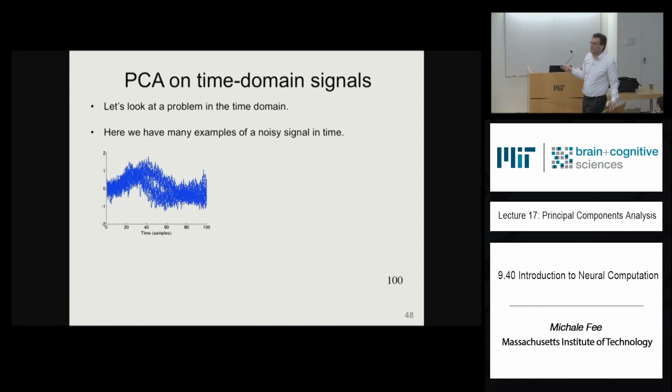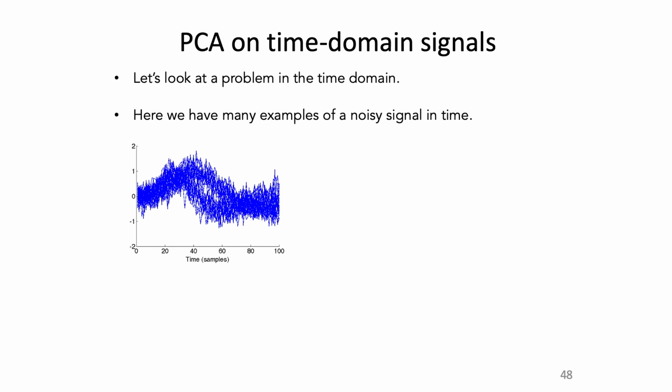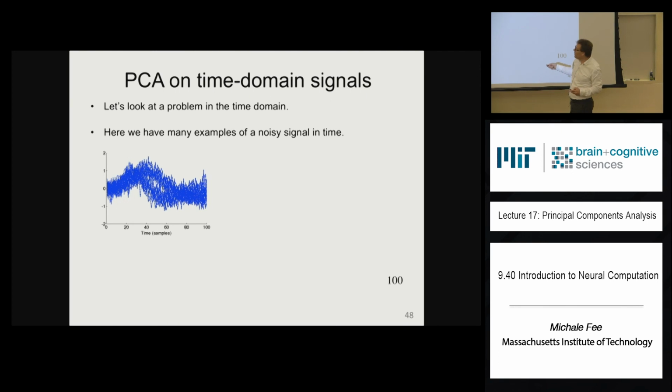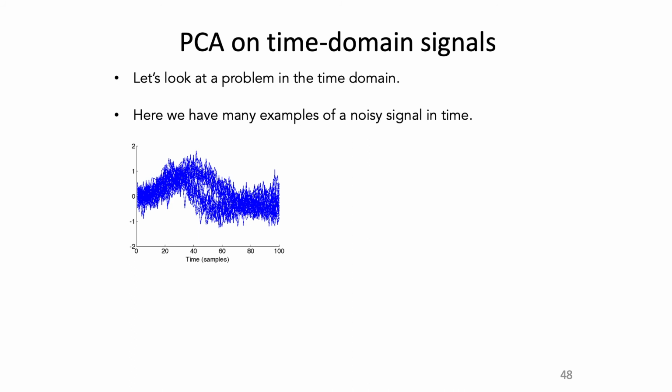Let's look at a problem in the time domain. So here we have a couple of time-dependent signals. So this is some amplitude as a function of time. Okay? These are signals that I constructed. They're sort of some wiggly function that I added noise to.